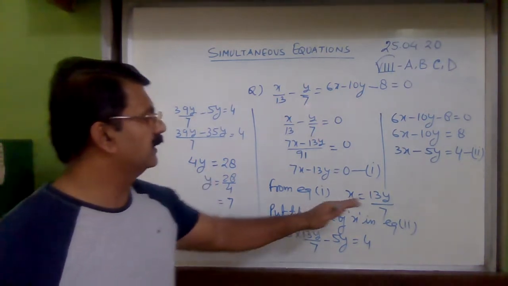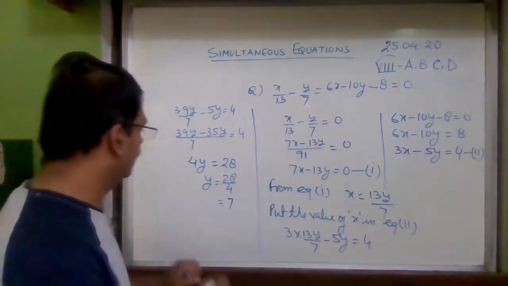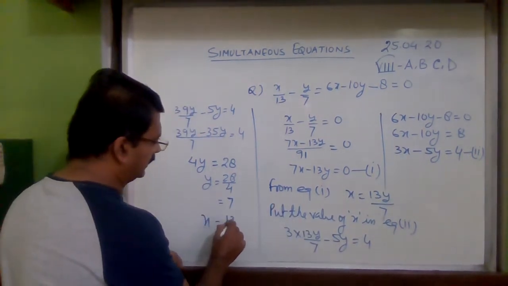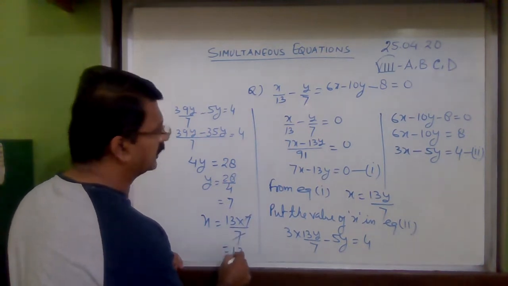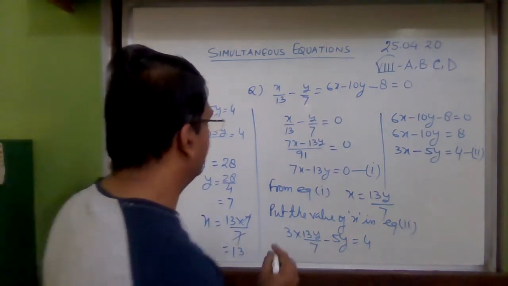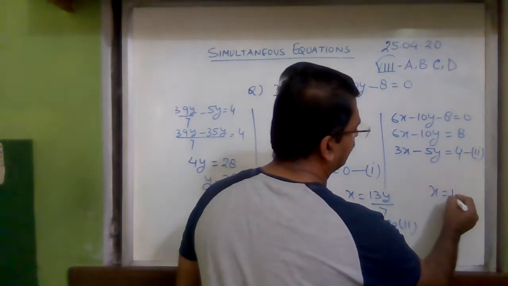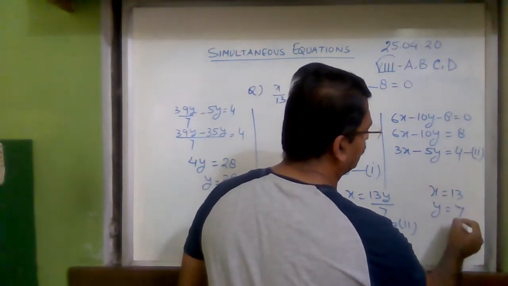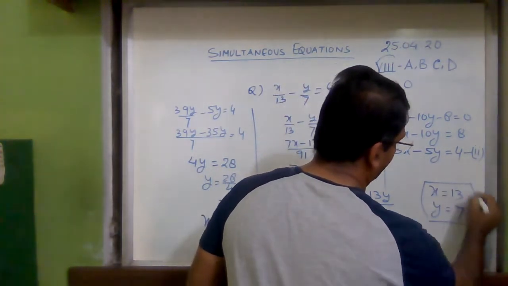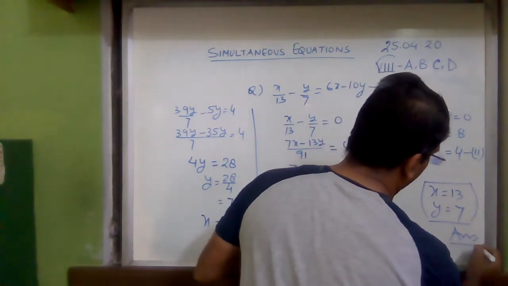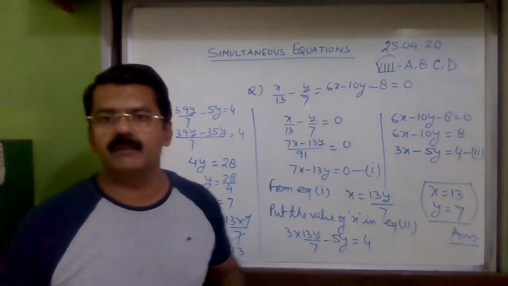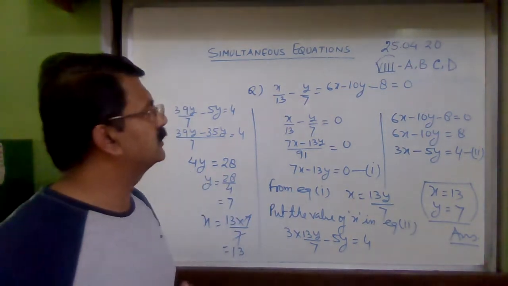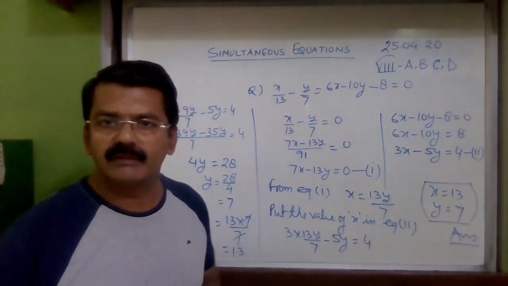Now simply you put y is equal to 7 over here. Then x will be equal to 13 into 7 upon 7. That is x is equal to 13. So our final answer is x is equal to 13 and y is equal to 7. That is our answer. And you have seen in this particular question we have applied substitution method to solve the equations.